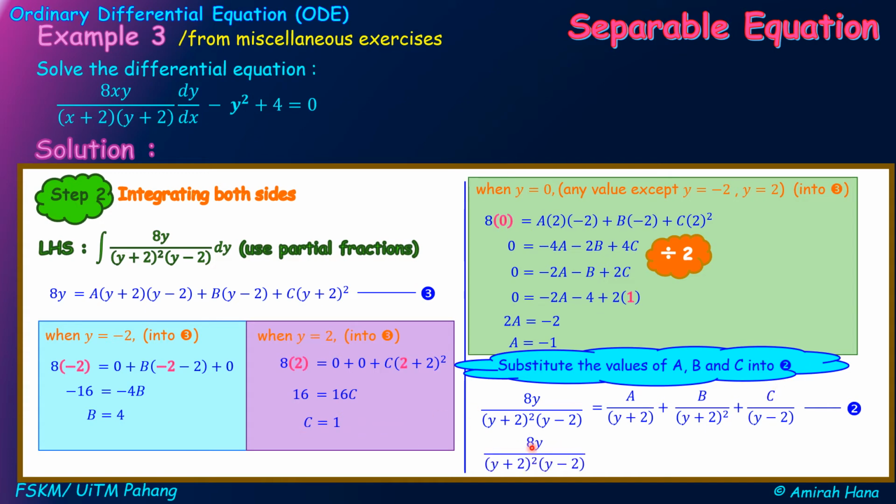So we get 8y over (y plus 2) squared times (y minus 2) equals, we replace a by negative 1, so we have negative 1 over y plus 2, plus we replace b equals 4, so we have 4 over (y plus 2) squared, plus c we replace by 1, so we have 1 over y minus 2. Now we have split this fraction into the sum of partial fractions.